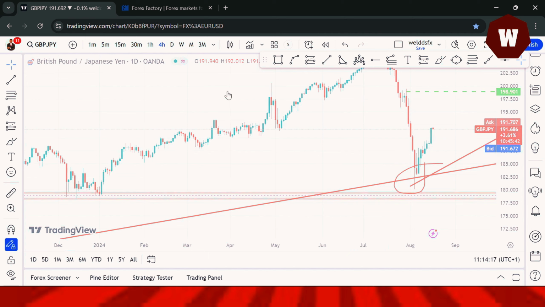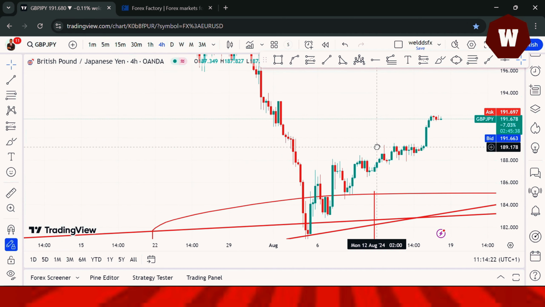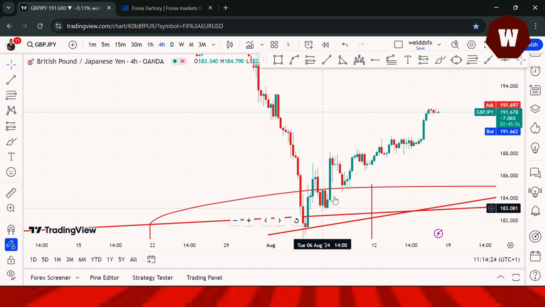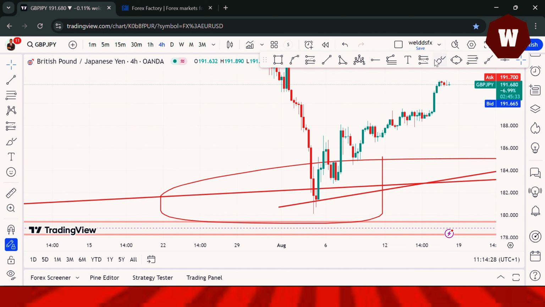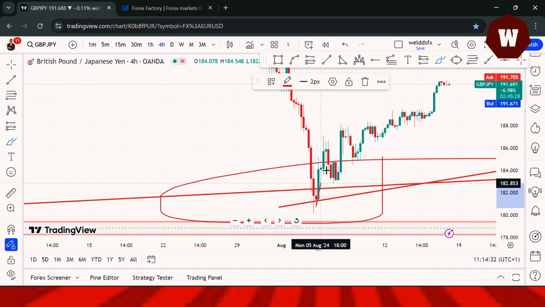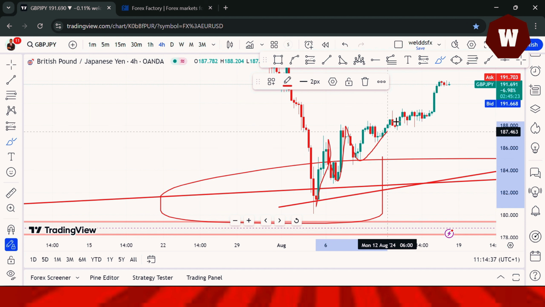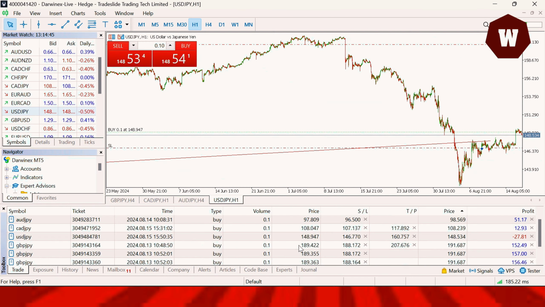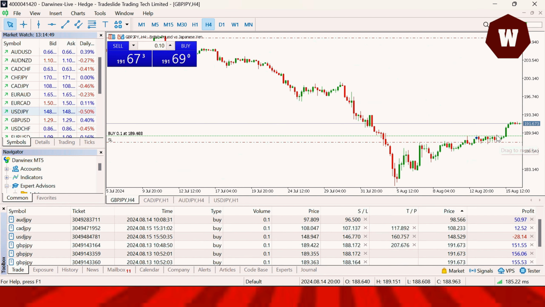So if you come to the 4-hour time frame, it became clear that a trend was beginning to form. On the 4-hour time frame, the market moved from this level, created a high, a low, a higher high, a low, and then this movement started. If you check my trade there, you will see that I entered this trade late.